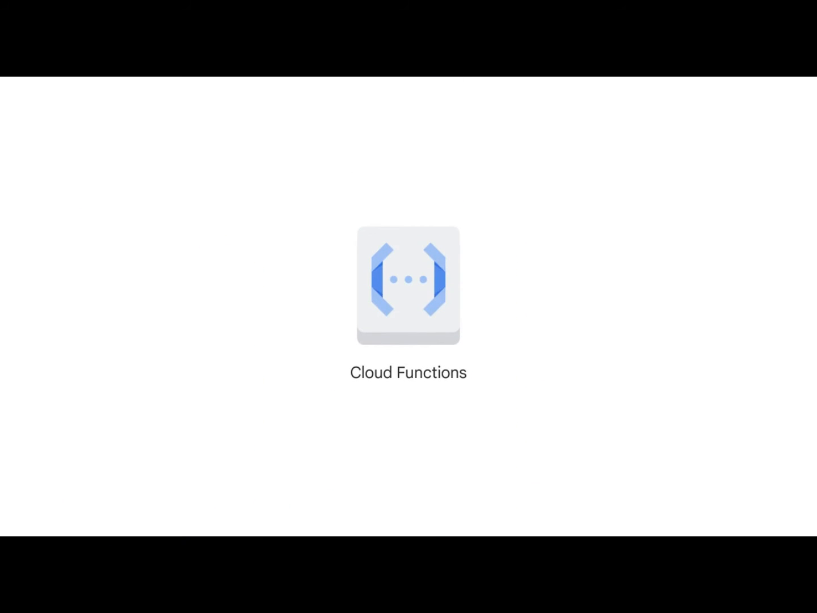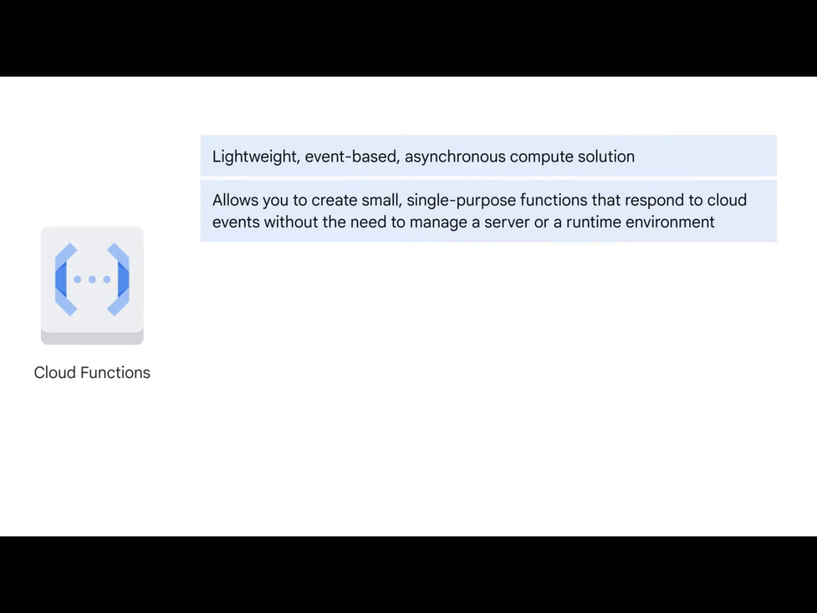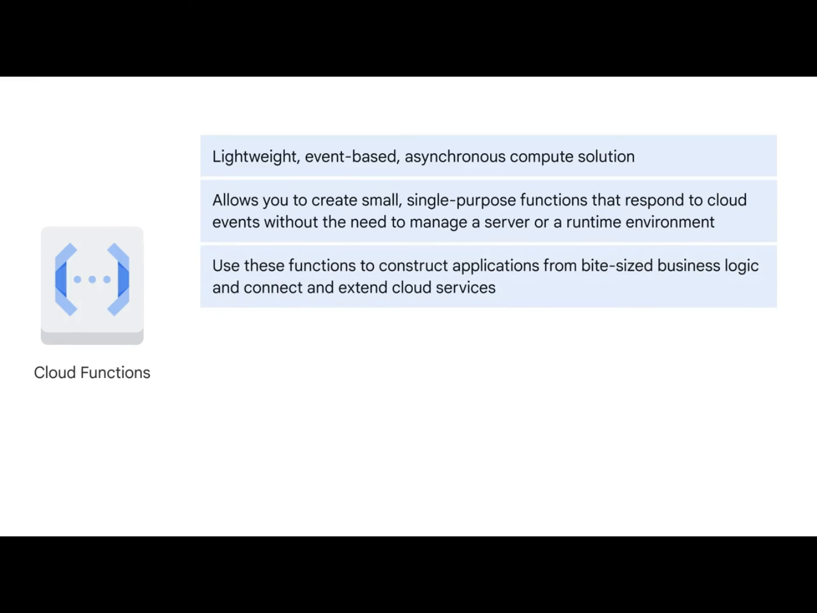With Cloud Functions, you could write a single-purpose function that completes the necessary image manipulations and then arrange for it to automatically run whenever a new image is uploaded. Cloud Functions is a lightweight, event-based, asynchronous compute solution that allows you to create small, single-purpose functions that respond to cloud events without the need to manage a server or a runtime environment. You can use these functions to construct application workflows from individual business logic tasks.